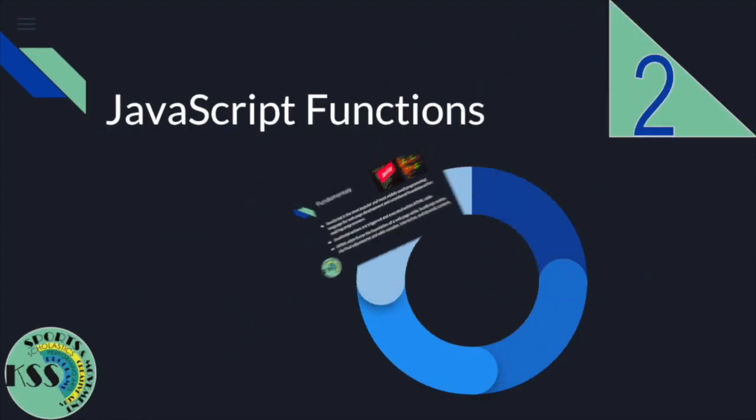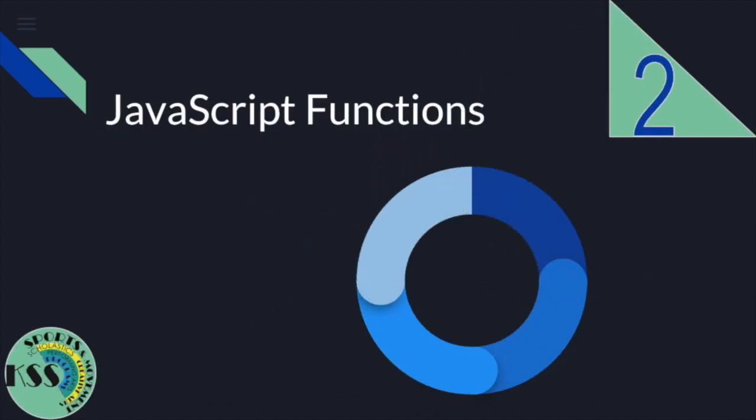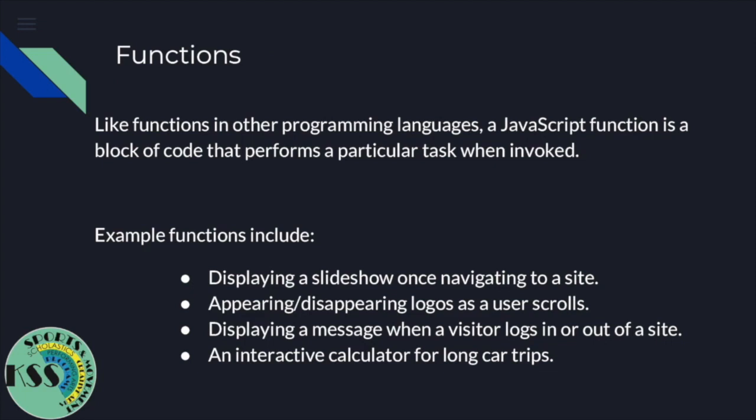JavaScript functions. Like functions in any other programming language, the JavaScript function is a block of code that performs a particular task when invoked. Example functions include displaying a slideshow once navigating to a site, appearing and disappearing logos as user scrolls, displaying a message when a visitor logs in or out of a site, and an interactive calculator for long car trips.